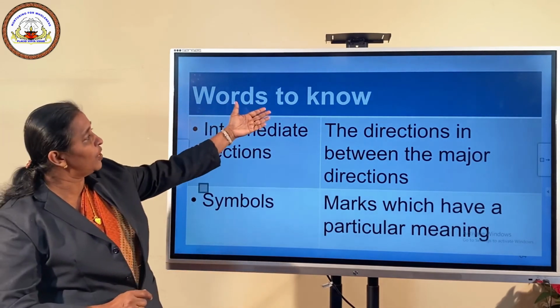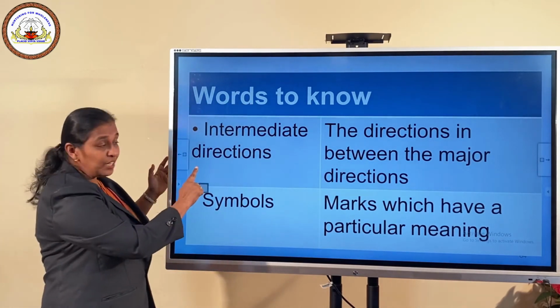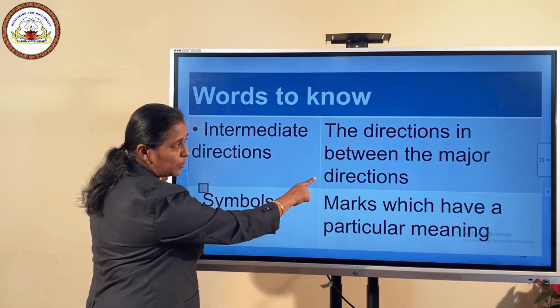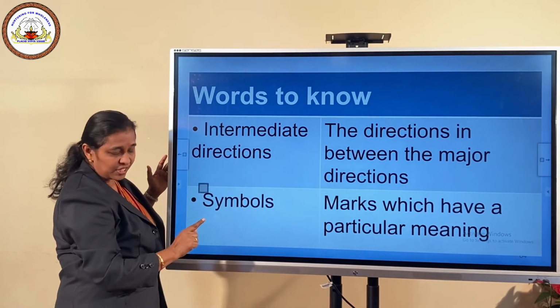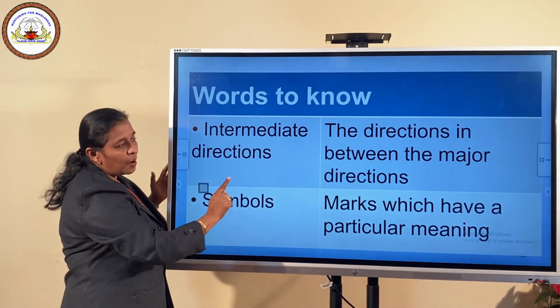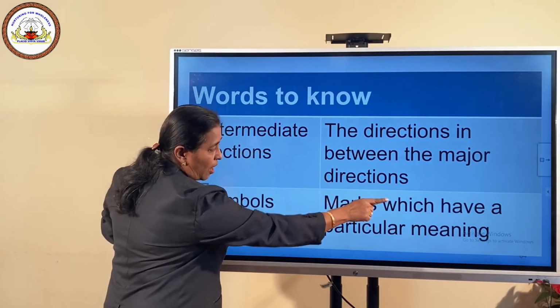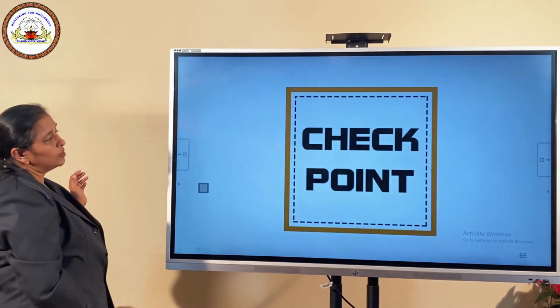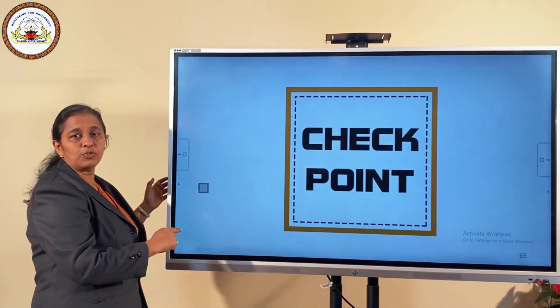Then, words to know. Intermediate directions: the directions in between the major directions. Symbols: marks which have a particular meaning. Then let's go to checkpoint.